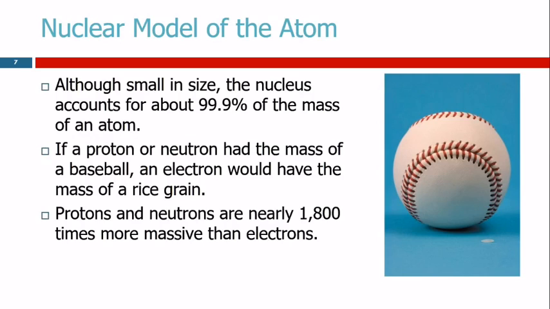It's hard to just think about those numbers. So let's relate these things to things that we understand. So the nucleus is very small, but it has about 99.9% of the mass, because those electrons do have mass, but they're so tiny that they just don't matter that much. So if a proton or a neutron was the size of a baseball, an electron would be the size of a grain of rice. Really, really tiny. It would take about 2,000 of these to make up the mass of this baseball. So that's how tiny the electrons are.